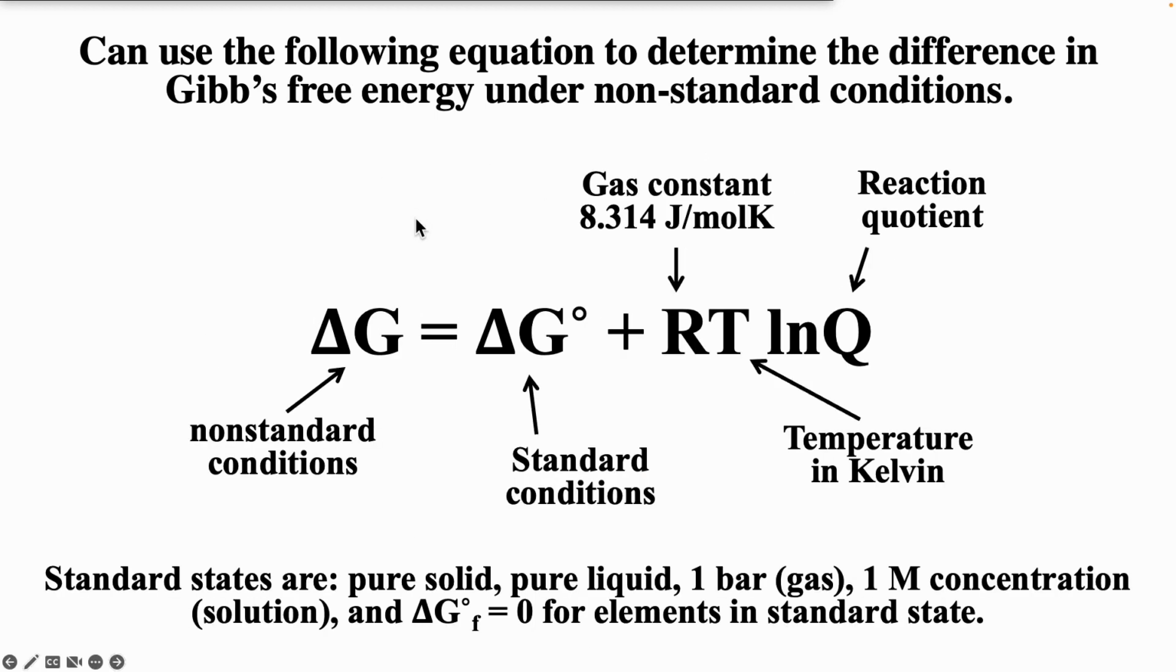Now, if we look a little more closely at this reaction, you have delta G non-standard equals delta G standard plus RT natural log Q, where R is the gas constant, T is temperature in Kelvin, and Q is the reaction quotient.